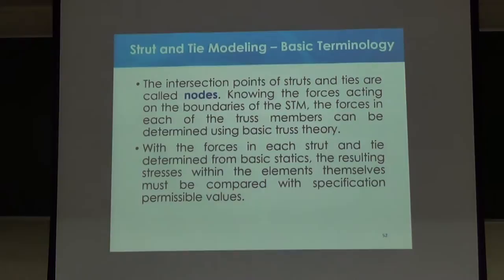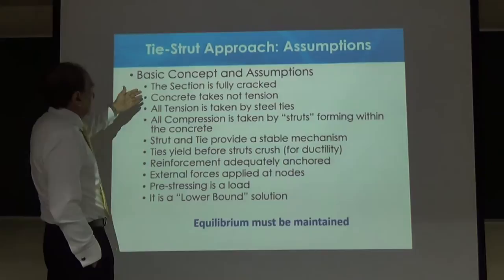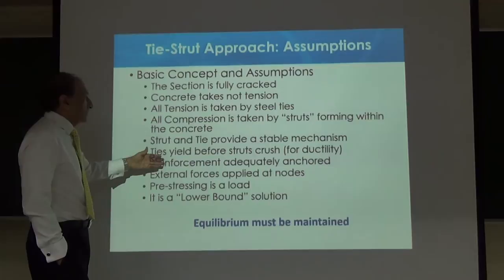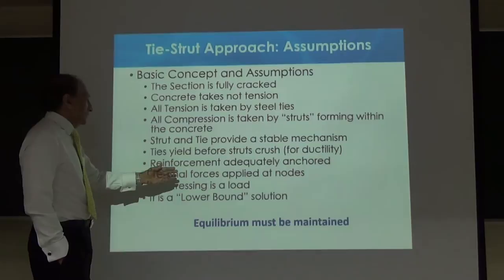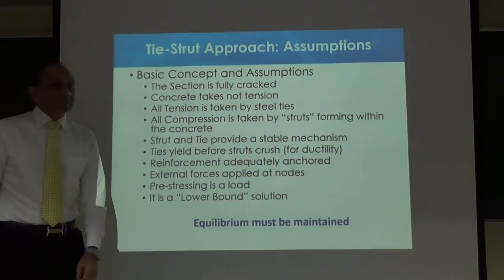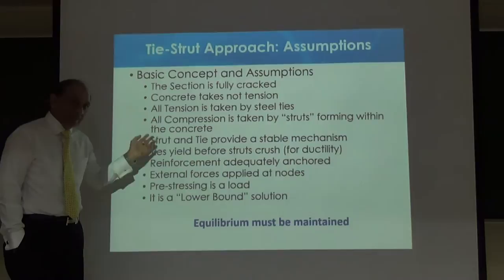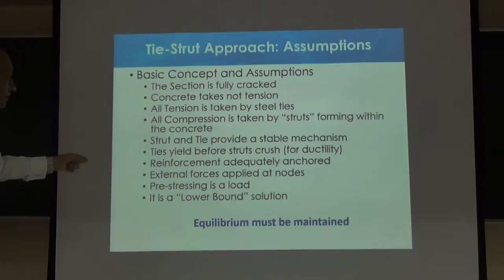So basic assumptions, we already talked about it. The section is fully cracked, concrete takes no tension, all tension is taken by ties, all compression by struts. Strut and tie provide a stable mechanism. Ties yield before struts can crush. Reinforcement is adequately anchored. External forces are applied at nodes. Pre-stressing is a load in this case, and it is a lower bound solution. So these are the basic assumptions that we use before we start any strut and tie model. They must all be satisfied. If they are not satisfied, your model is not going to work properly and it's not applicable. So if any of these conditions is not valid, we will have to make some changes, and I will give you an example where one of these assumptions may not be correct and then how we manage that.